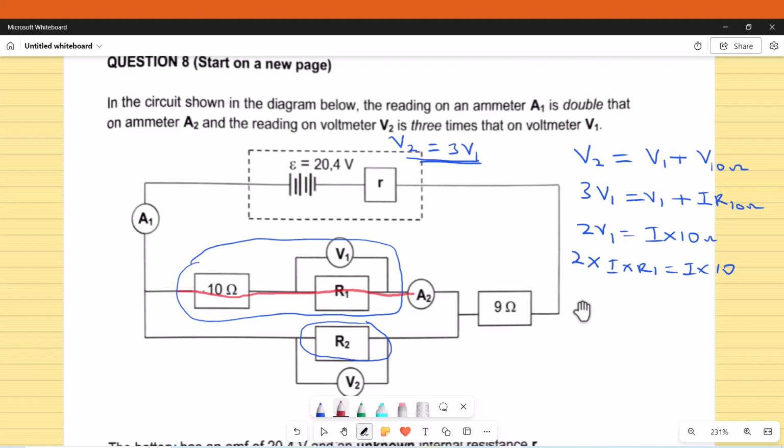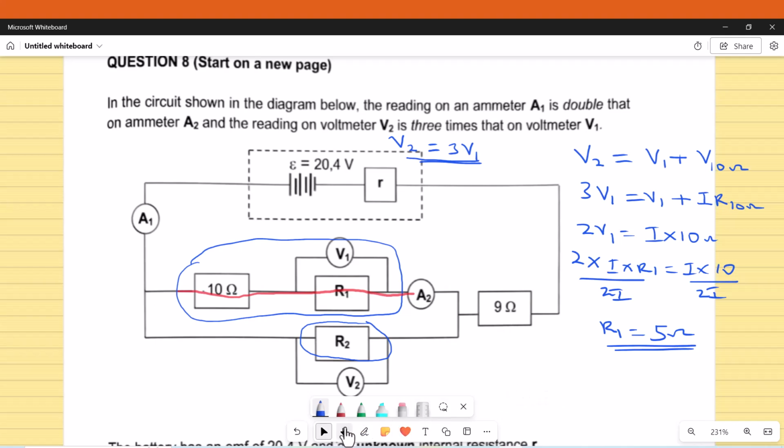So if I divide by 2I on both sides, I can get my resistor 1. I divide by 2I, here also divided by 2I. So my resistor 1 equals 10 over 2, which gives me 5 ohms. Hope we are together. Next question here.